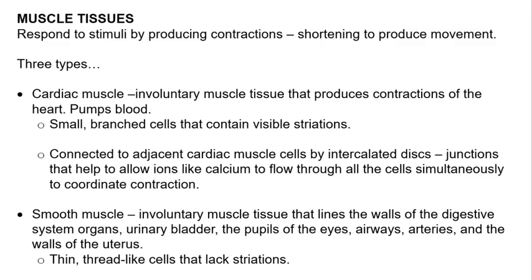Cardiac muscle cells are joined to adjacent cardiac muscle cells by intercalated discs. These are junctions of desmosomes and gap junctions. The gap junctions allow calcium to flow from one cell to another in order to coordinate contraction of the entire heart, while the desmosomes tightly hold the adjacent cells together.